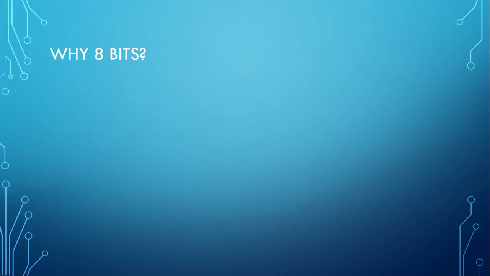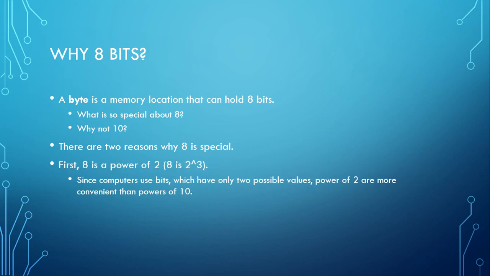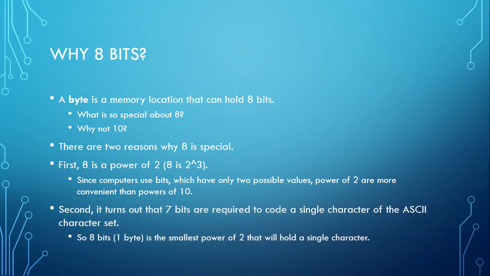All right, quick segue: why 8 bits? A byte is a memory location that can hold 8 bits. Why is 8 so special though? Why don't we use 10? After all, we use 10 in most of our other operations. Well, there are two reasons why 8 is very special. The first is that 8 is a power of 2. 8 is the same as 2 to the third. Since computers use bits, which only have 2 possible values, 0 and 1, powers of 2 are more convenient than powers of 10. Second, it turns out that 7 bits are required to code a single character of the ASCII character set. So 8 bits, or 1 byte, is the smallest power of 2 that will hold a single character.